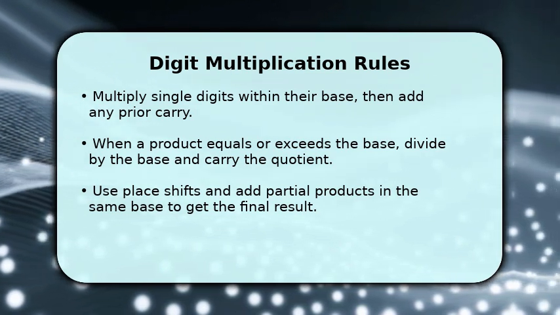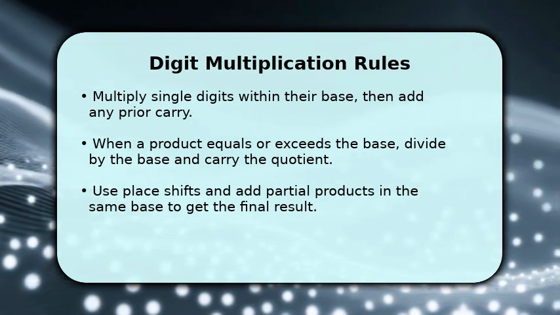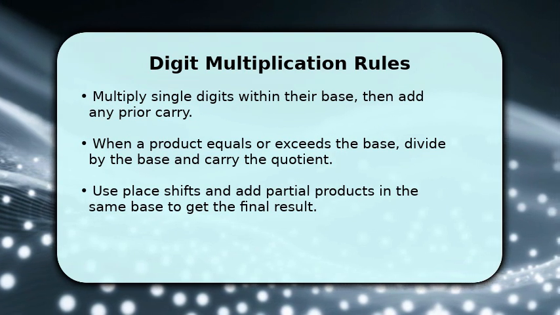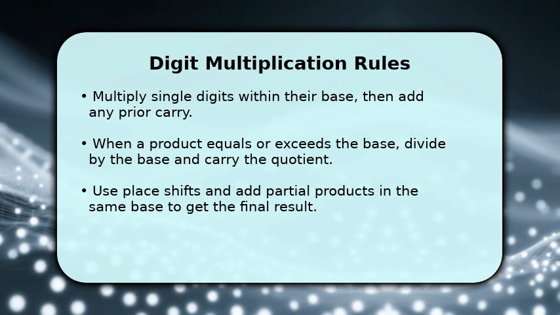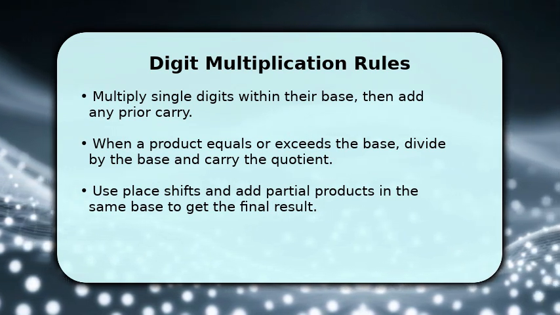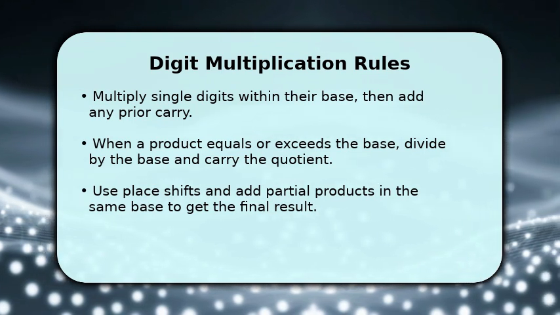When a product equals or exceeds the base, divide by the base and carry the quotient. In base 2, multiply 1 by 1 to get 1 with 0 carry. Use place shifts and add partial products in the same base to get the final result. Always perform final additions digit by digit with carries as needed.